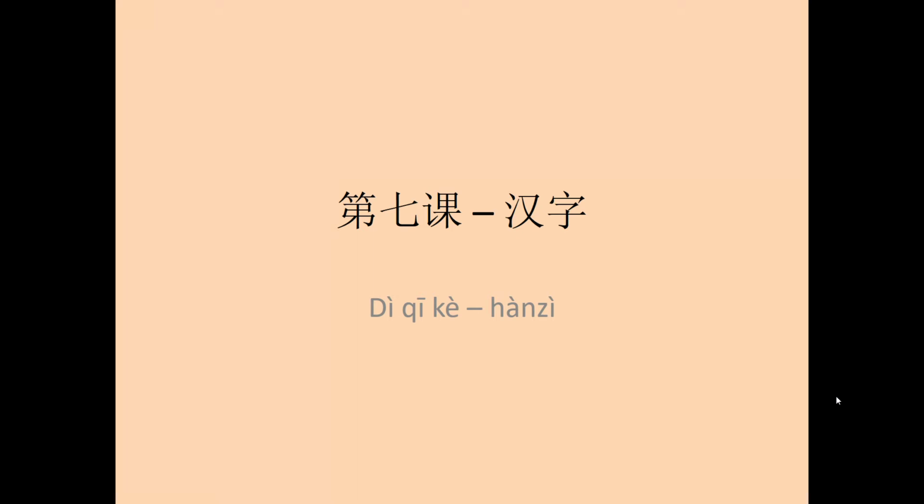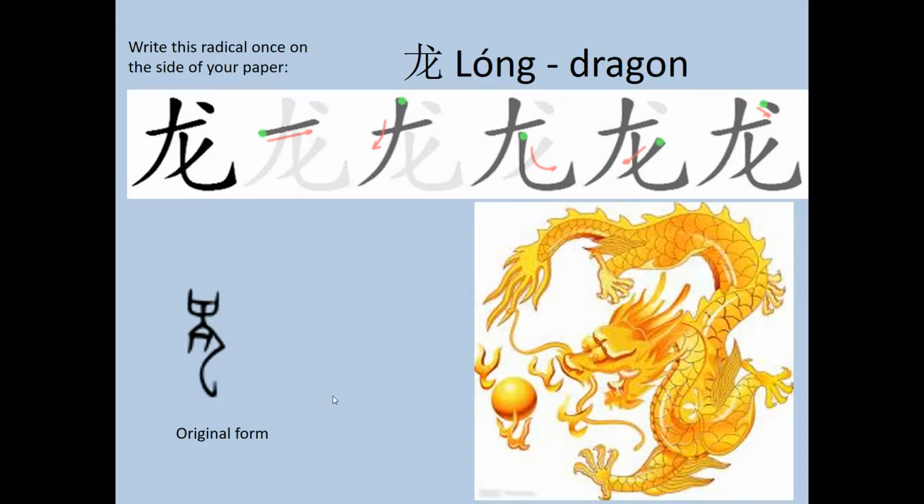This video is to introduce the characters from Lesson 7 in the Ni Hao textbook on pets. Please trace these three radicals on the side of your page. Just once is fine. The first is long, dragon.